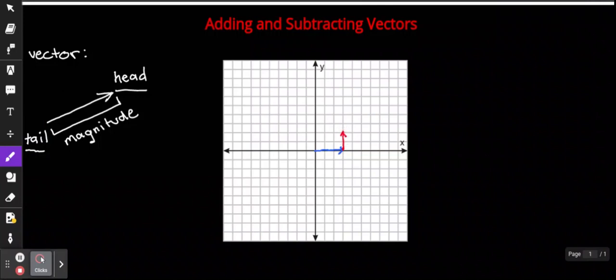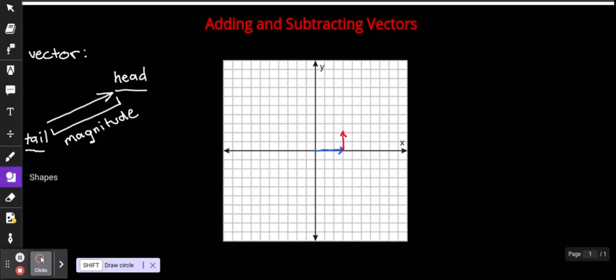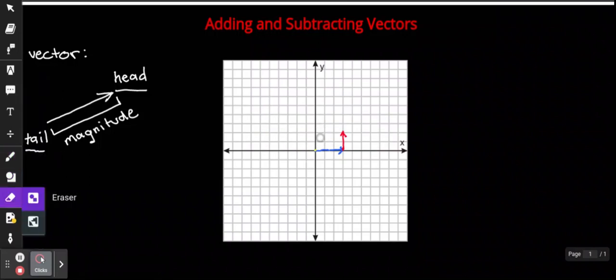Okay, so now we have to draw our resultant vector. Our resultant vector, the tail of it is going to be attached to the tail of our first vector that we started with. So right here, the tail of our resultant is going to be starting where the tail of our first vector is, and its head is going to end at the head of our second vector, like so. And this yellow is going to be our resultant vector.